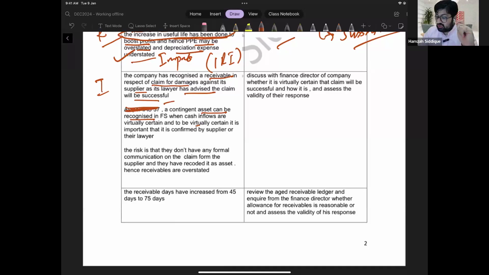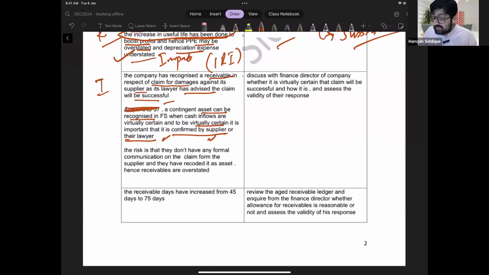Now applying virtually certain to the scenario: if it is confirmed by the supplier or their lawyer that yes, we will pay, that is virtually certain. If it is only the assessment of our own lawyer, the company's lawyer, that yes, it is going to be received, then it is not virtually certain. Virtually certain becomes when the other party accepts the responsibility or the court decision is made in your favor.